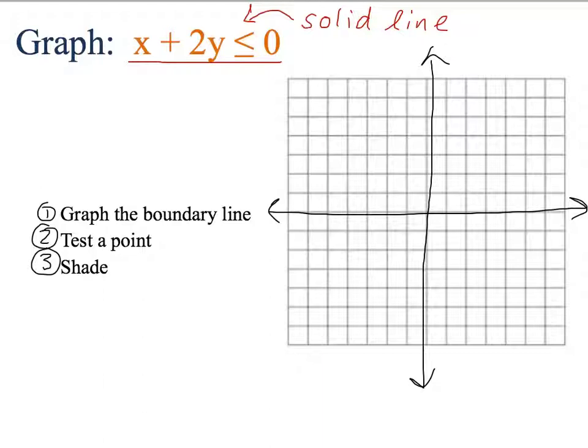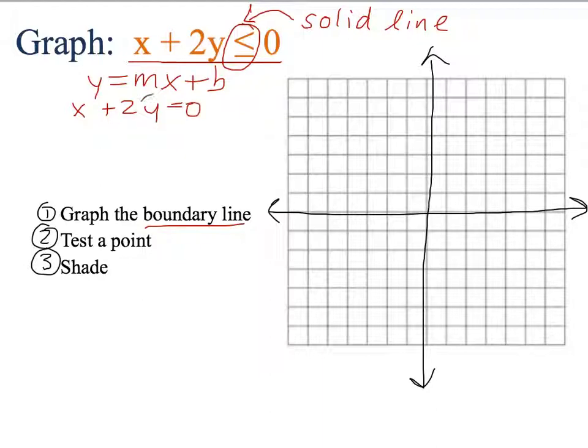So it's easier for me to solve it, and probably for you guys too, if you turn it into something that looks like y equals mx plus b. So I'm going to go ahead and change this less than or equal to into an equal sign right now, just so we can solve for this boundary line. So we're going to have x plus 2y equals 0.